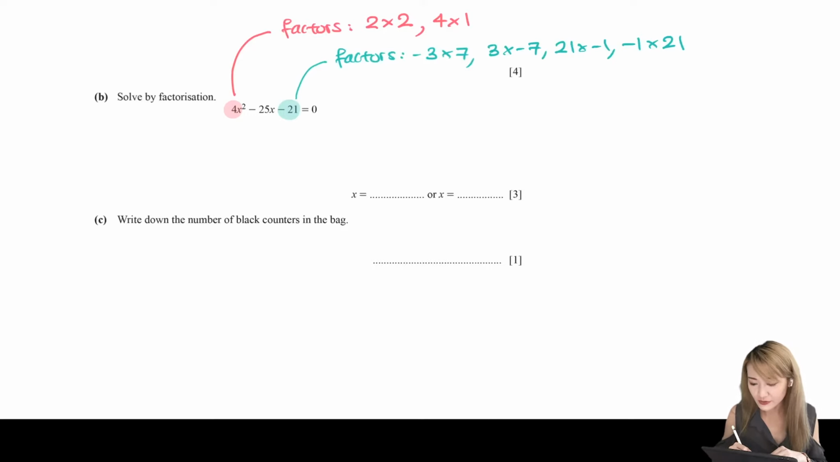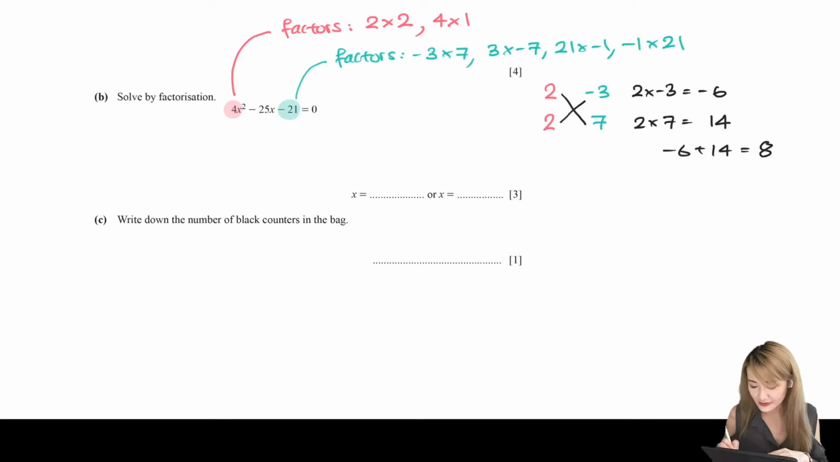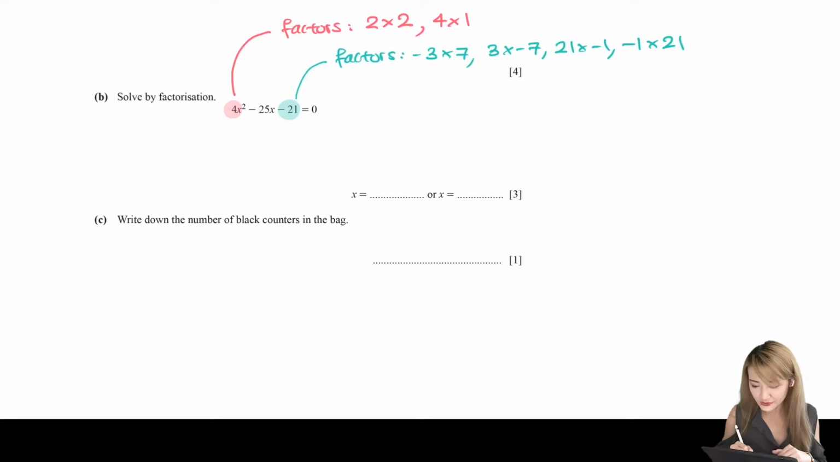As in, for example, we can take 2 multiplied by 2 from the coefficient of x squared and minus 3 multiplied by 7 from the factors of minus 21. Cross multiply that. That gives minus 6 and 14. And if you add minus 6 and 14 together, you get 8, which doesn't work because in this case, we're trying to get the middle number. We're trying to get minus 25. So we can try again with a different combination. Let's try 4, 1 and minus 3, 7.